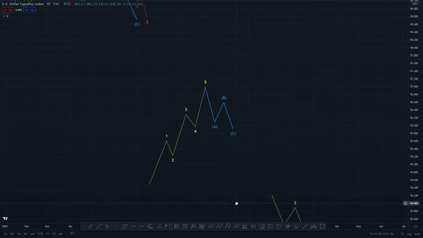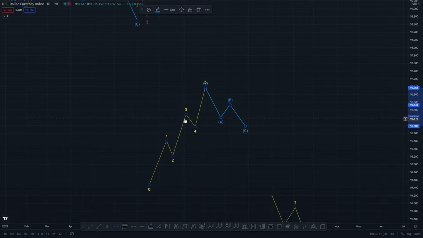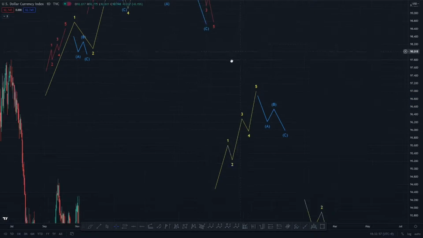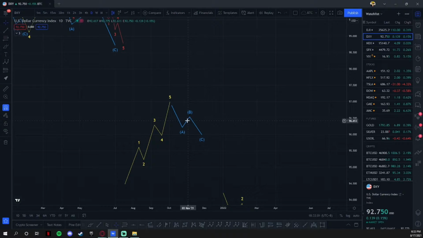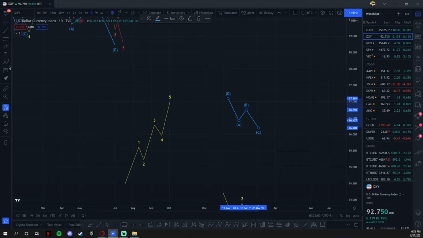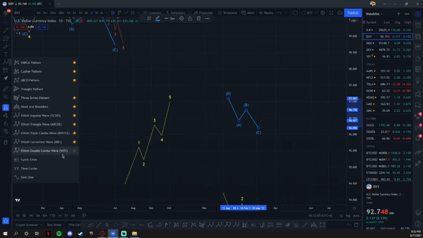I highly recommend that you watch the last video first before you move on to this video, since you don't get a correctional wave if we don't have impulsive waves. We will not get that. So if you're not aware, I will show you where you can see this pattern on TradingView. If you click here, you can see the Elliott Wave correction ABC here.